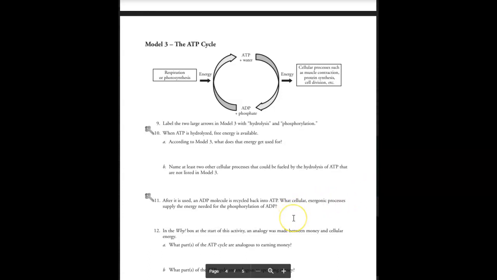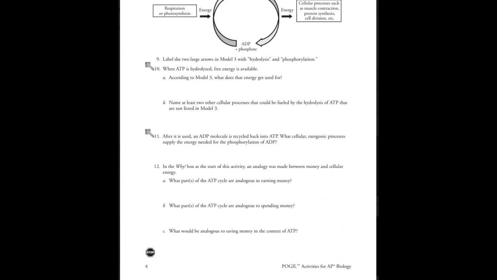For number 11, the answer is given to you right here in this box: respiration or photosynthesis. For number 12, they make this analogy between money. So for number 12A, this would be when ADP is phosphorylated. 12B would be when ATP is hydrolyzed. For 12C, this would be like when ATP is made, but just stored in the mitochondria and not used right away.